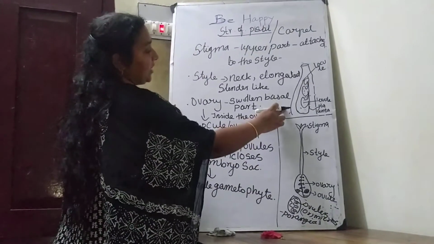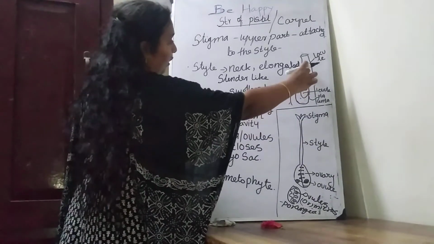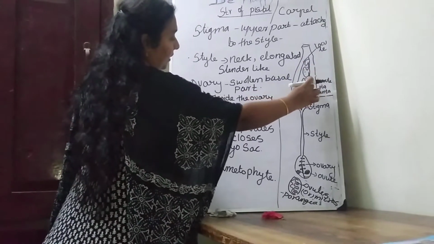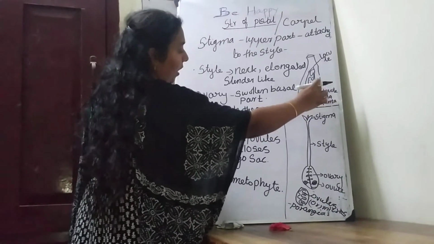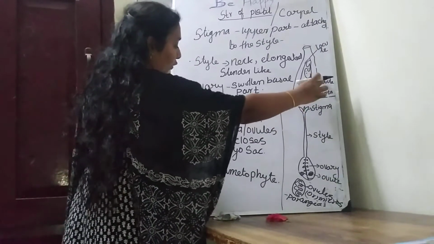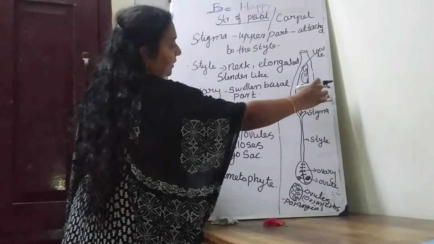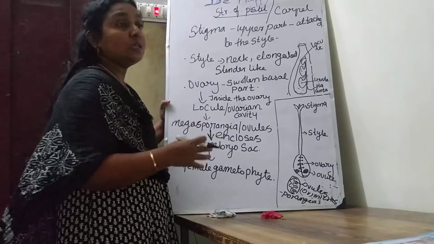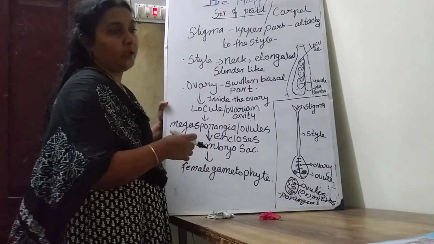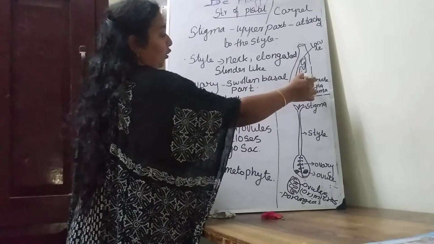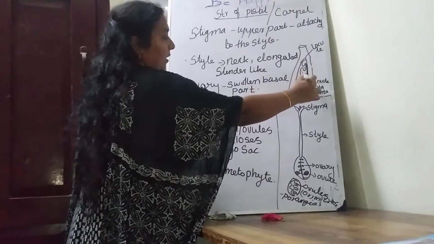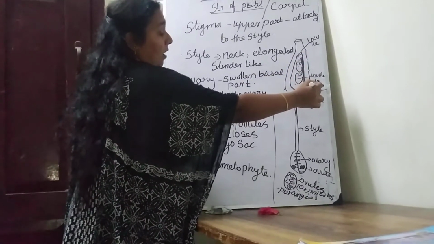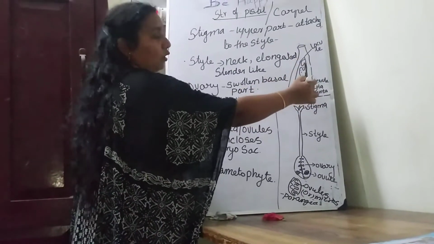Already I drew a structure here. See, inside the ovary, the locule or ovarian cavity is present. This locule or ovarian cavity consists of ovules or megasporangia. This ovule encloses the embryo sac. This embryo sac forms the female gametophyte. Here, in between the locules, there is a special structure called the placenta. This placenta unites all the locules.